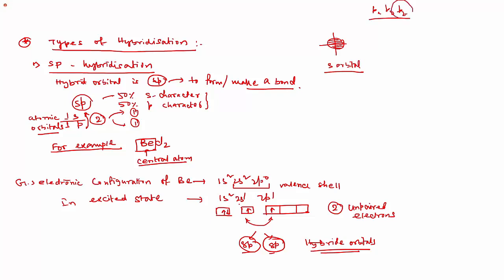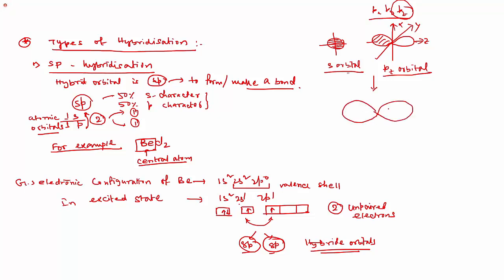I am taking only the pz orbital. This is the z axis, this is the y axis, this is the x axis. So this is the pz orbital. Now these two orbitals hybridize and make two sp hybridized orbitals. This lobe is positive, this is positive, and this is negative, this is negative.